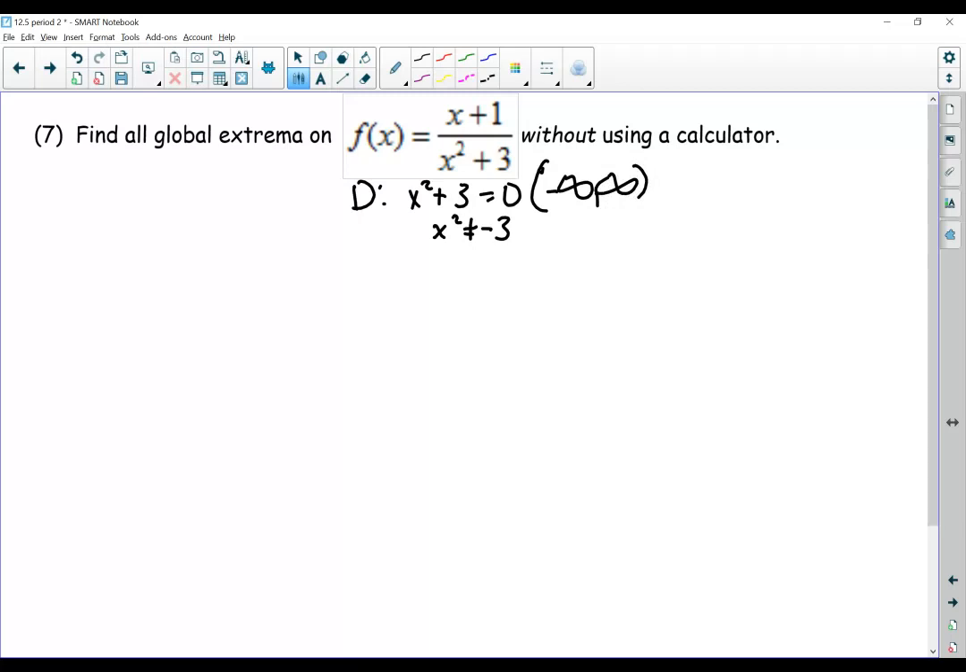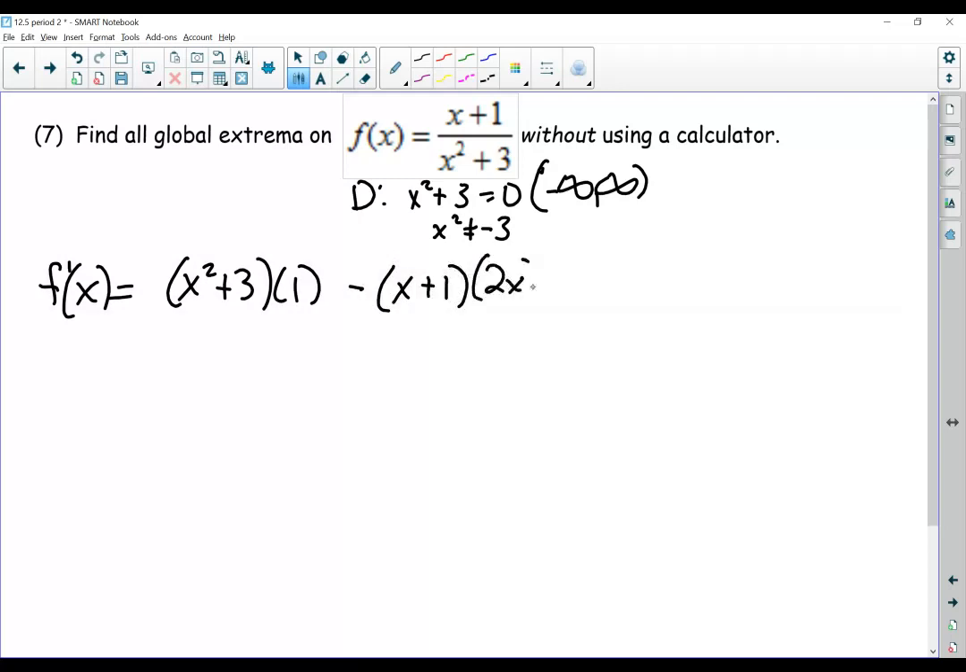Now the only places that we can have possible maxes and mins are going to be at the endpoints or at the critical points. Since there's no endpoints, I have to test critical points. So I'm going to find my derivative. Low d high minus high d low all over low, low.